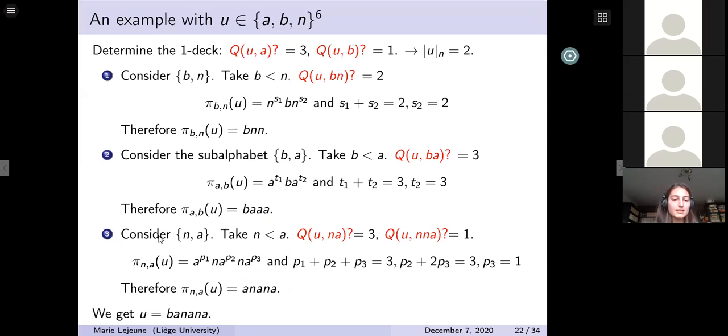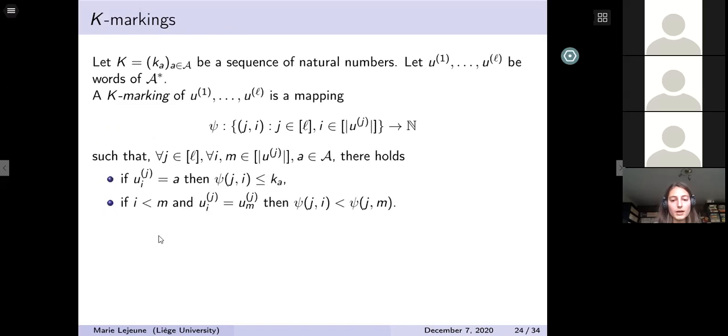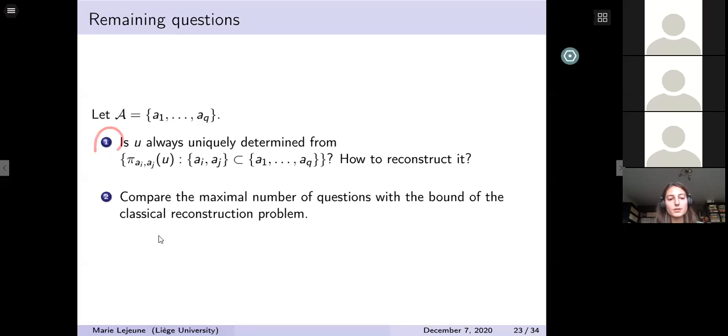And the question is, is it always possible to determine the word in a unique way? So this is the first question. And the second question is, okay, it's interesting, but is it really more efficient than computing the K deck for a value of K that we know is always sufficient? Okay, so let's look at the first question. Is it always possible to determine a word U uniquely from all its binary projections? And how can you do that?